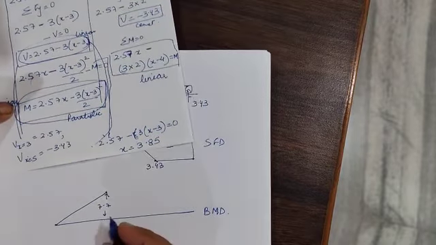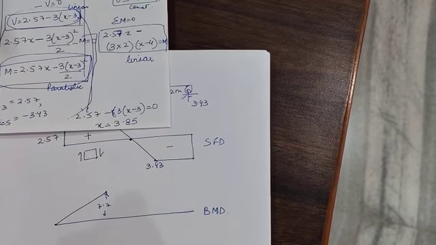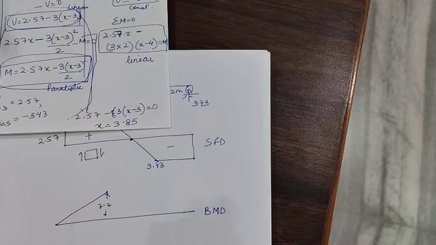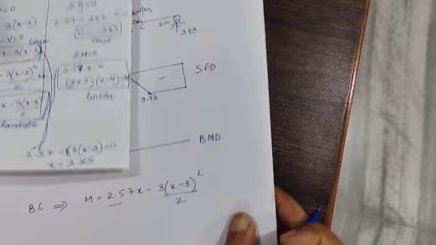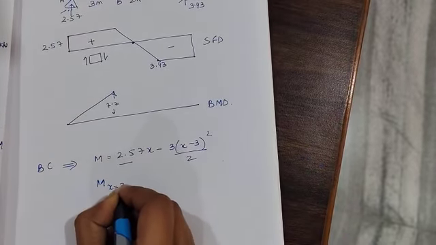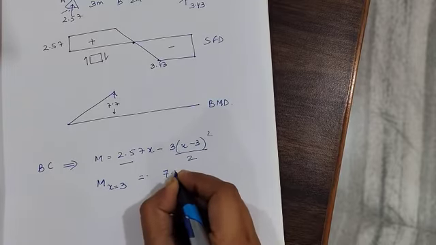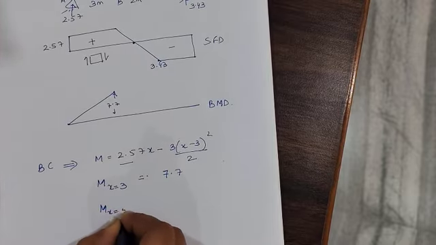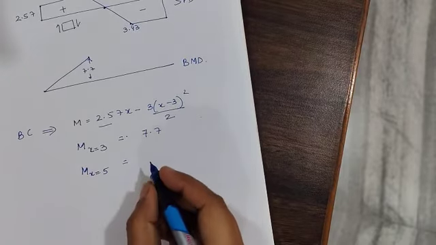Now I will put the moment value at this particular point. So for span BC, the moment equation is 2.57x minus 3 into (x minus 3) whole square divided by 2. I will get the moment at the start of the section, that is at x is equal to 3. You will put x is equal to 3, and the value will come out to be 7.7. I will get the moment at the end of the section, x is equal to 5. The value will come out to be 6.83.